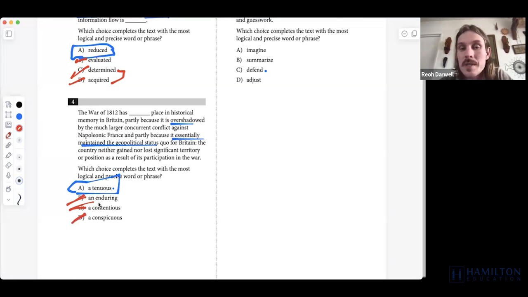So knowing these words makes this really easy. So we have to study vocab. Not knowing this, you might arrive at tenuous by getting rid of a few answer choices, then maybe having a lucky break between guessing between tenuous and contentious. But if you know all the words, there's no luck involved at all. You're just going to end up choosing tenuous.